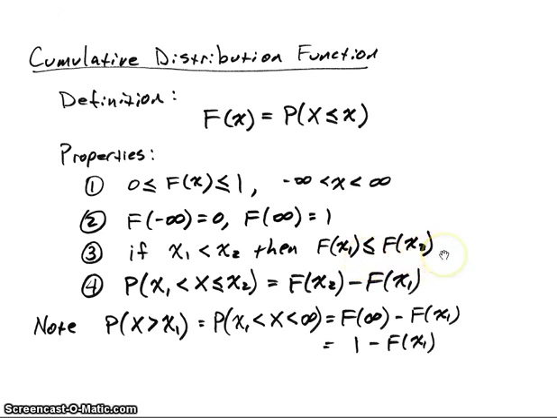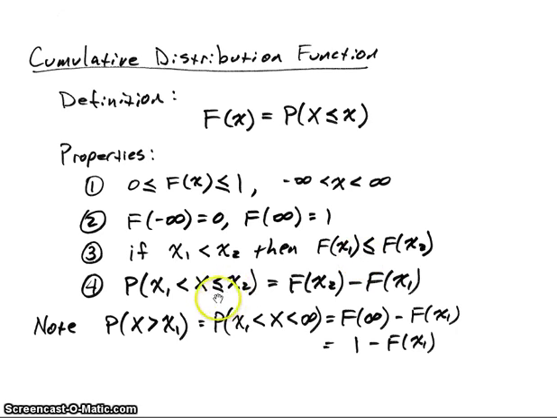So what does this mean? That means that this function, as we move from left to right, or as our numbers continue to increase, will keep getting bigger. It'll either stay the same or keep getting bigger. It'll never get smaller. So it's a continuously increasing function.